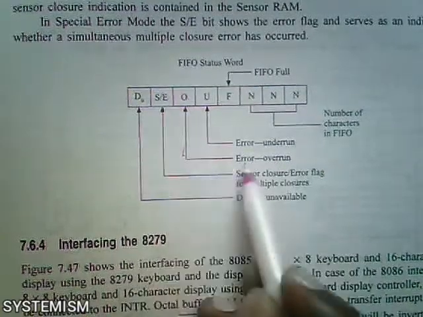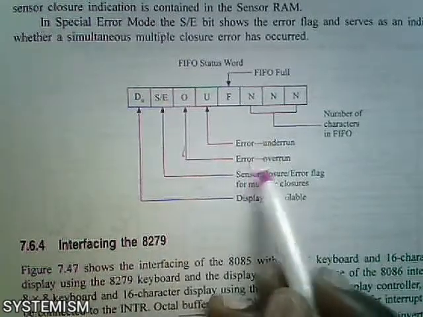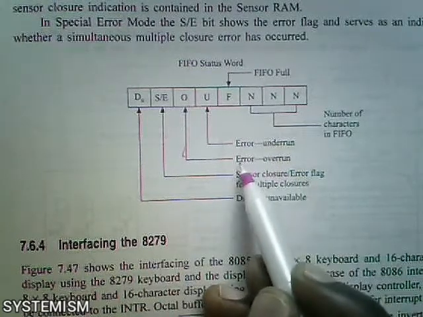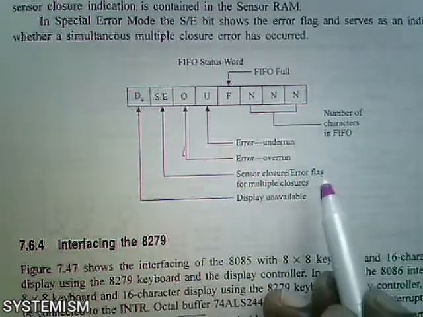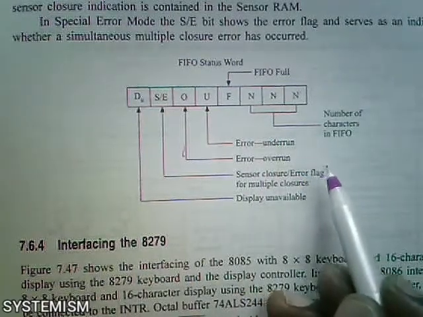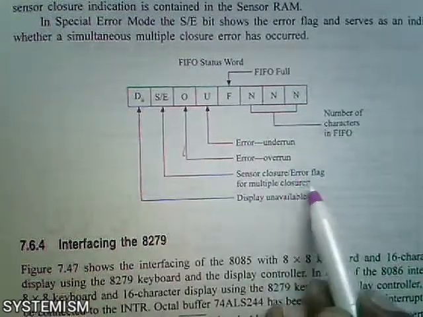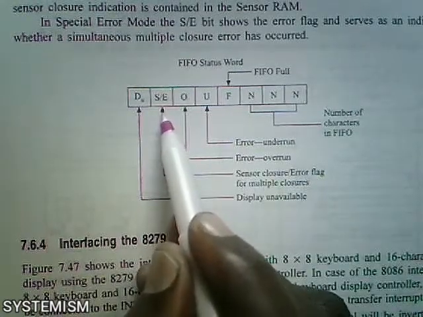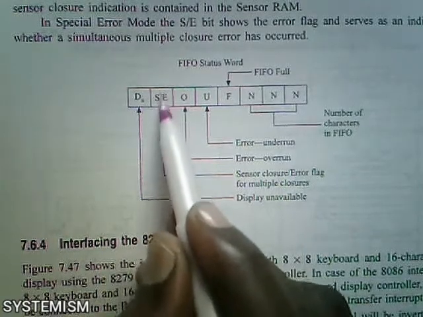What is an overrun error? Overrun error means the FIFO RAM is full, and even then you are pressing a key. It is impossible for this key to enter the FIFO RAM. So if the FIFO RAM is full and you press another key, that is overrun. You can't load a new key into your FIFO RAM. Then there is the sensor closure or error flag for multiple closures. If two or more keys are pressed at a time, then the error flag will be set at this bit.